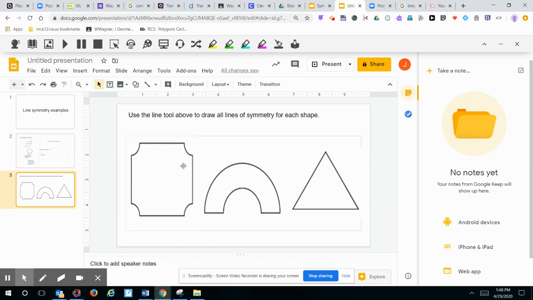If this looks like a regularly shaped figure where all of these 4 sides look the same, that means I should have 4 lines of symmetry. I should have one top to bottom, and then I can draw one left to right, and then I can also draw diagonally through each side.